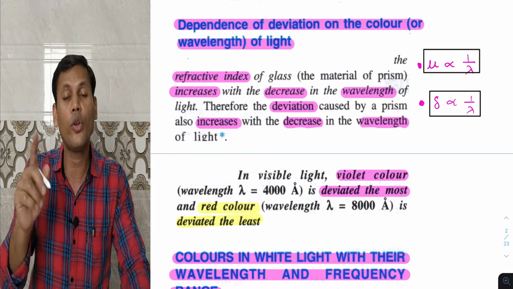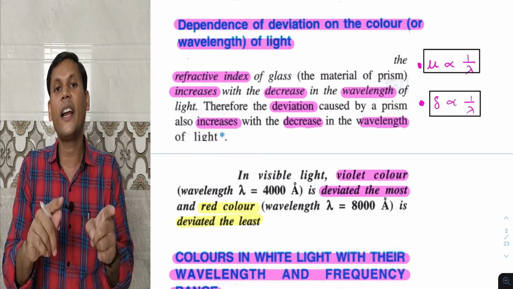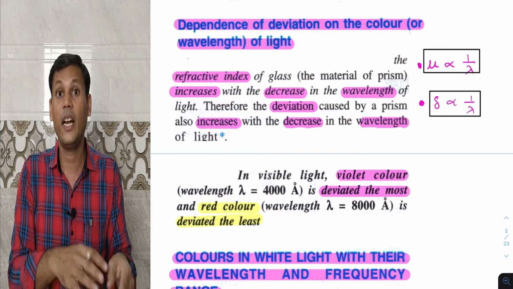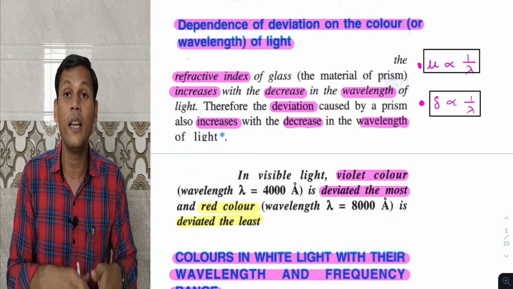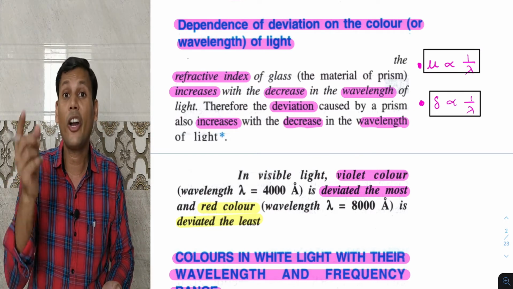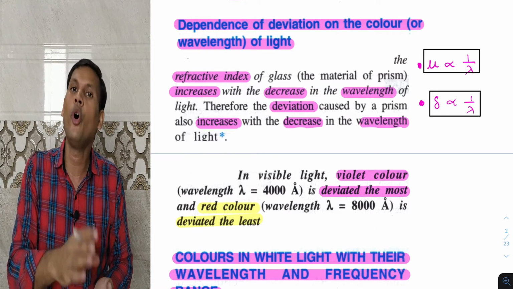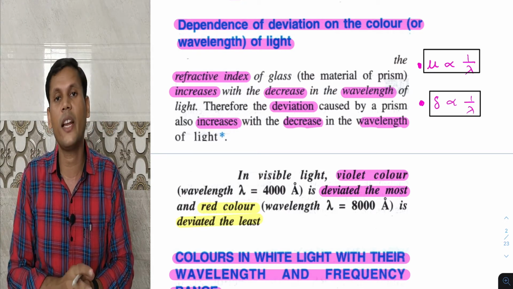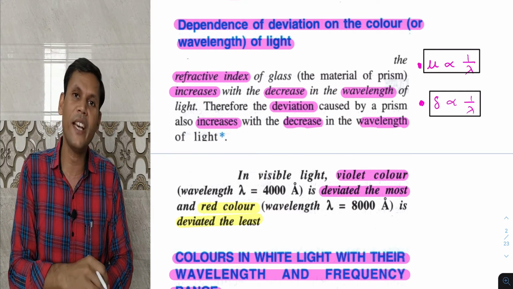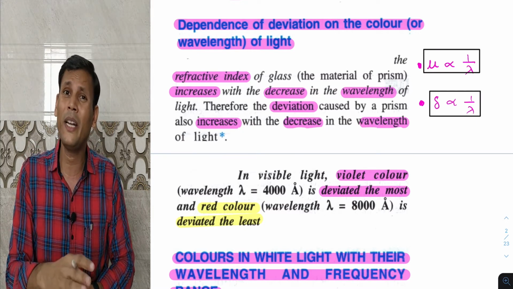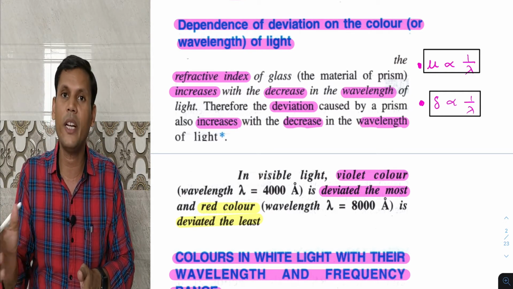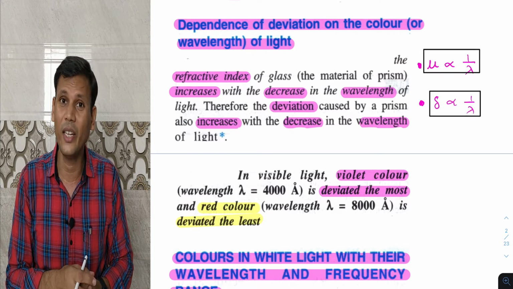Deviation, अब दोनों में एक रिलेशन है. अगर वेवलेंथ बढ़ा तो रिफ्रैक्टिव इंडेक्स कम होगा, या रिफ्रैक्टिव इंडेक्स ऑफ द ग्लास विल इंक्रीज विद द डिक्रीज इन वेवलेंथ, और डेविएशन जो है वो भी इनवर्सली प्रोपोर्शनल है टू द वेवलेंथ. सो जिसका रिफ्रैक्टिव इंडेक्स ज्यादा होगा उसमें डेविएशन कम होगा, जिसका रिफ्रैक्टिव इंडेक्स कम होगा उसमें डेविएशन ज्यादा होगा.